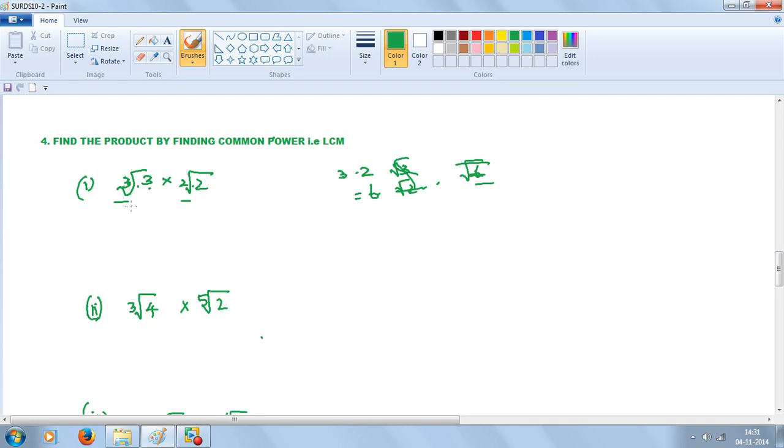So what do we have to make? Cube root of 3, we can write this as 3 to the power 1 by 3 multiplied by 2 to the power half. Now what we do is, 3 to the power 1/3, you multiply by 4 by 4. Then what will happen? 3 to the power 4, so this remains as it is, 3 to the power 1 equal to 3 to the power 4 by 12.